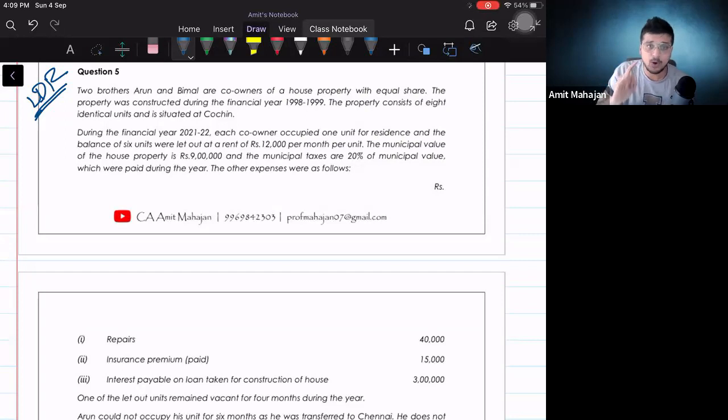But here the property was constructed when? In financial year 98-99, which means can I say the loan must have been taken prior to 1999? So can I say the restriction will be 30,000 rupees for both of the individual assessees? So here the interest on borrowed capital will be restricted to 30,000. Did you understand how I went from 3 lakhs to 30,000?